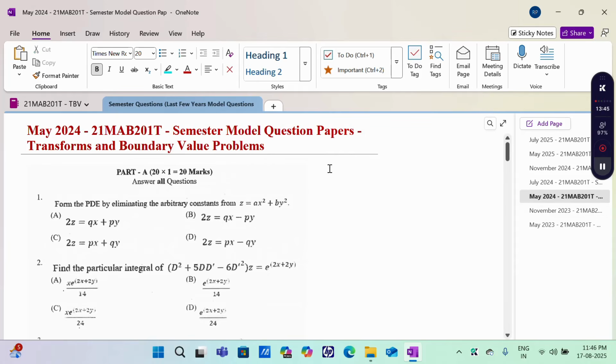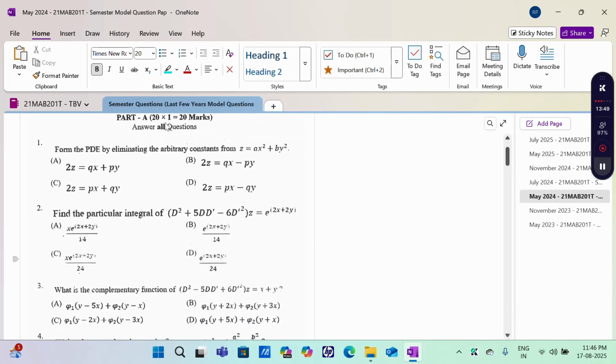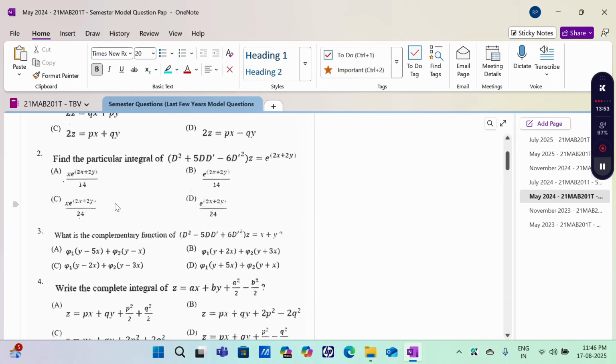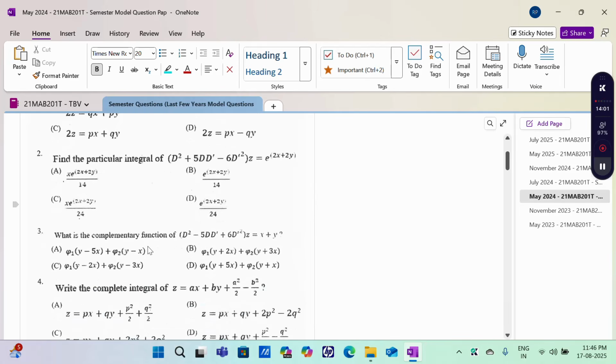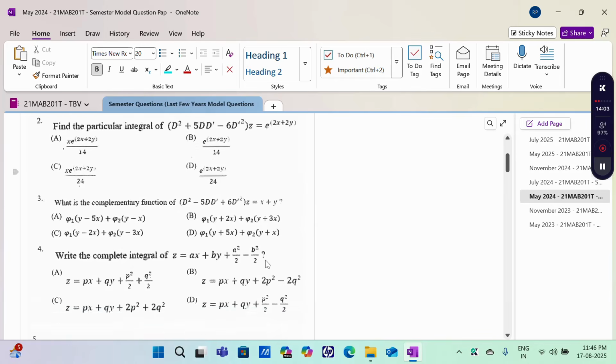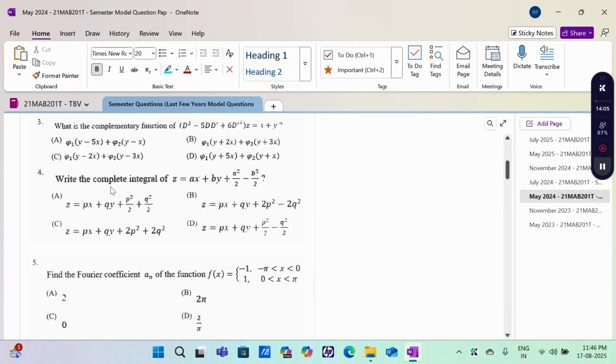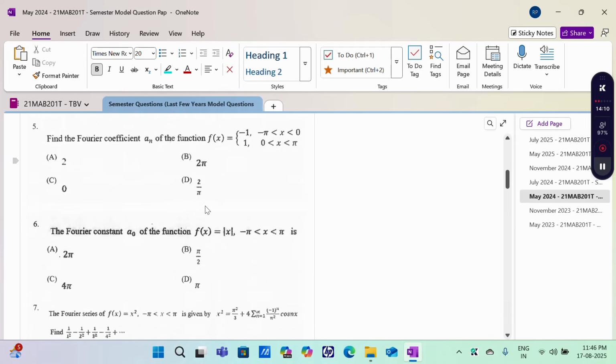And then next question paper, May 2024, and 20 questions, each 1 mark, 20 marks. So the first 4 are the first unit, partial differential equations. So this is eliminating arbitrary constants, particular integral type 1, and then complementary function to calculate, and then this is a complete integral to write. So these 4 questions are Unit 1.